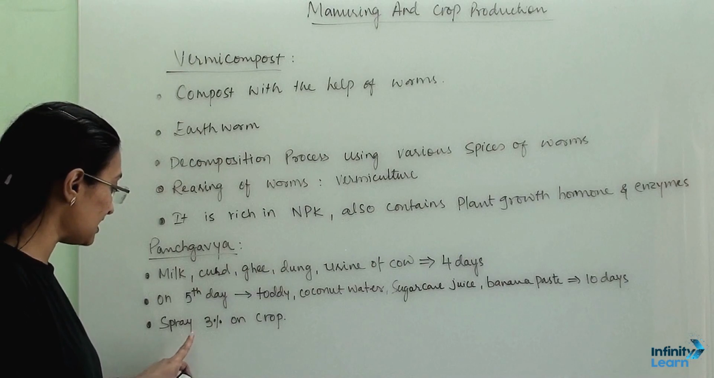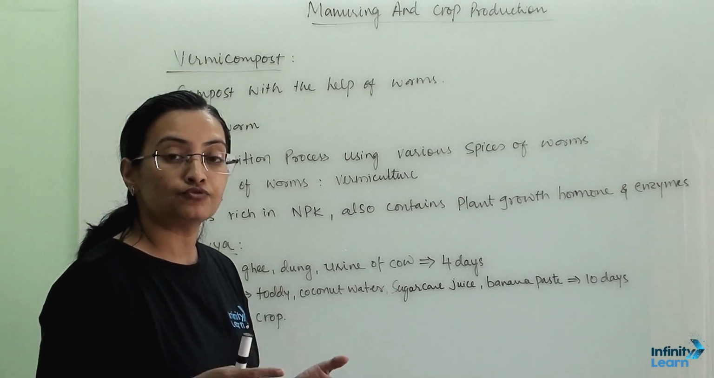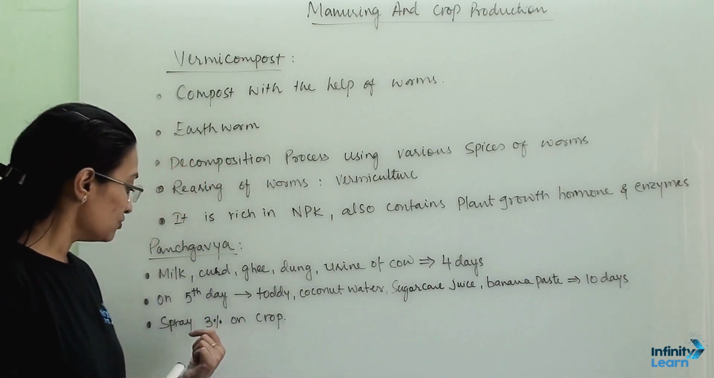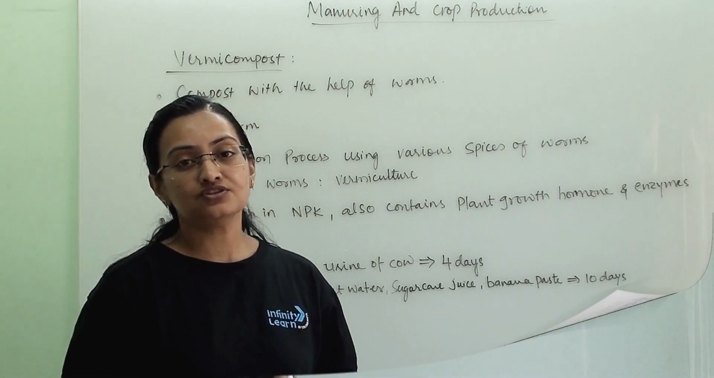They can spray this mixture on the crop and it is very beneficial for the crop's healthy growth. The advisable proportion to spray on the crop is 3% of the solution.